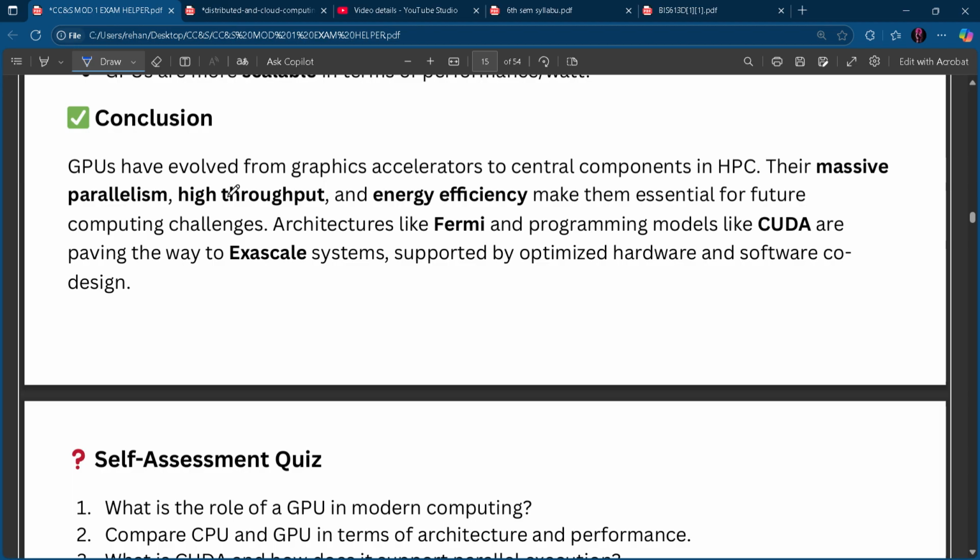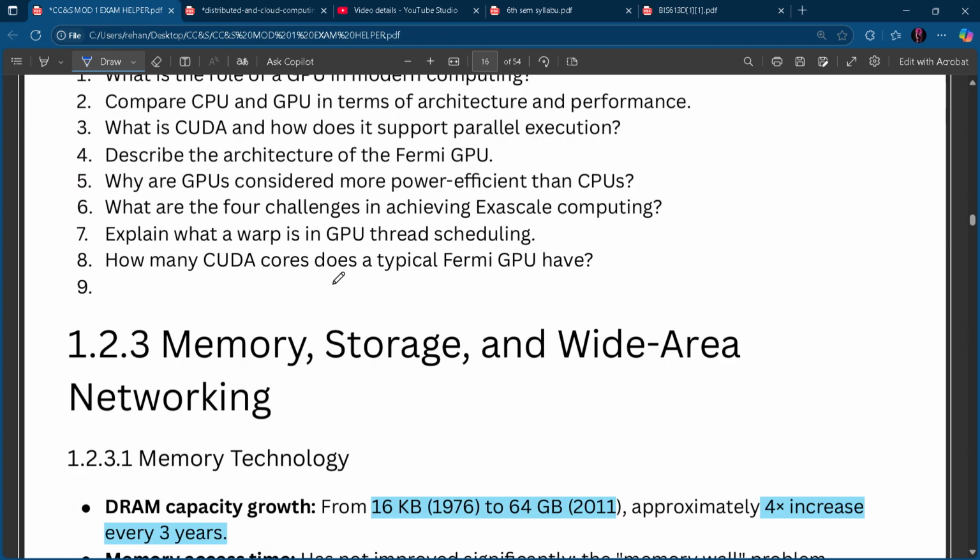GPUs have evolved from graphic accelerators to central components in HPC, high performance computing. Why are clusters there? HPC, what is it? Several MPPs are connected in clusters, right? So here it also does the same thing, like clusters of threads. Their massive parallelism, high throughput and energy efficiency make them essential for future computing challenges. Architectures like Fermi and programming models like CUDA are paving the way to scale systems supported by optimized hardware and software co-designs. Self-assessment, we can see.